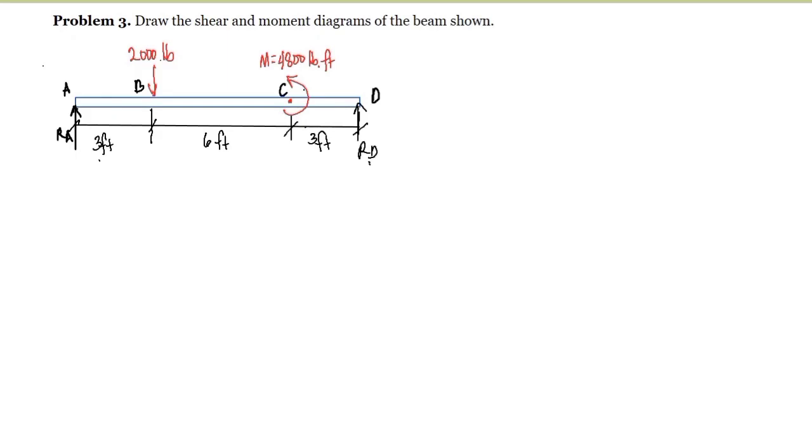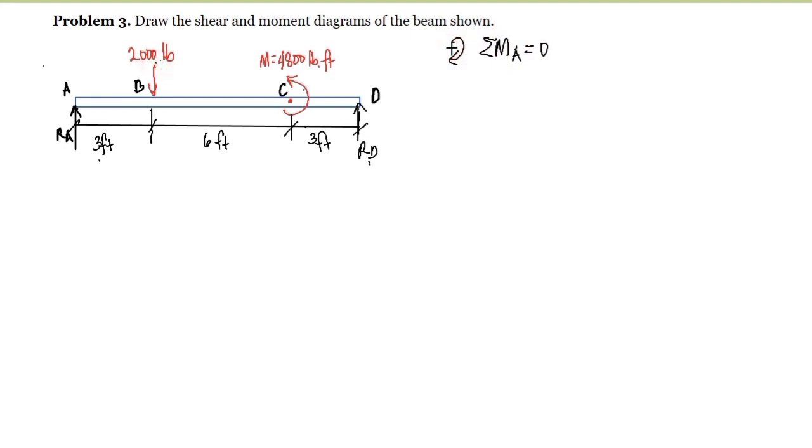Problem number 3, draw the shear and moment diagram that will be shown in the figure. So the first thing that we are going to do here is compute for the reaction at A and the reaction at B. In order for us to compute for the reaction at B, what we are going to do is to summate moment at point A that is equal to 0, taking the clockwise rotation as positive.